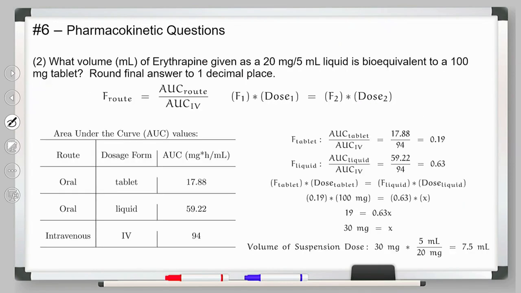This last one, part 2, is an endless practice problem for chapter 22. So feel free to look at this, but if you want to practice that some more, there is an endless practice problem for the pharmacokinetic chapter, guys.